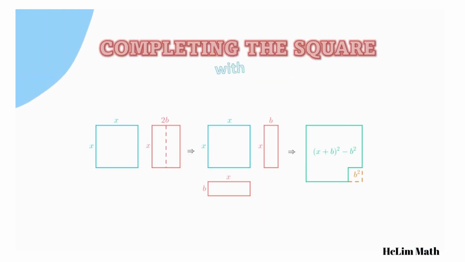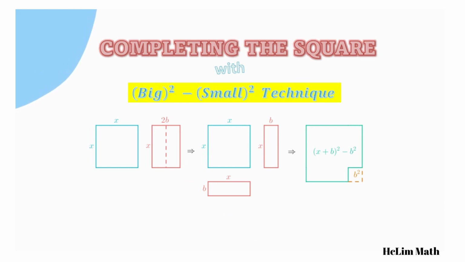Let me show you a shortcut approach that we call the big square minus small square technique. We can represent the quadratic expression geometrically as the sum of the area of a square with side length x and the area of a rectangle with side lengths 2b and x. Splitting the red rectangle down the middle, we can place it on either side of the blue square to form a big square. However, the actual area is the area of the big square subtract the small square, that is x plus b squared minus b squared, which is also the completed square form of the quadratic expression.